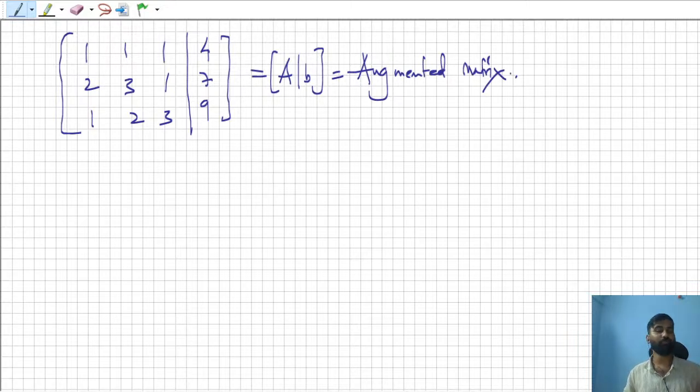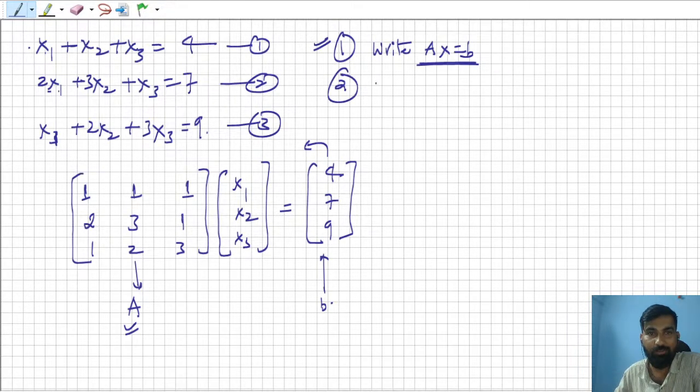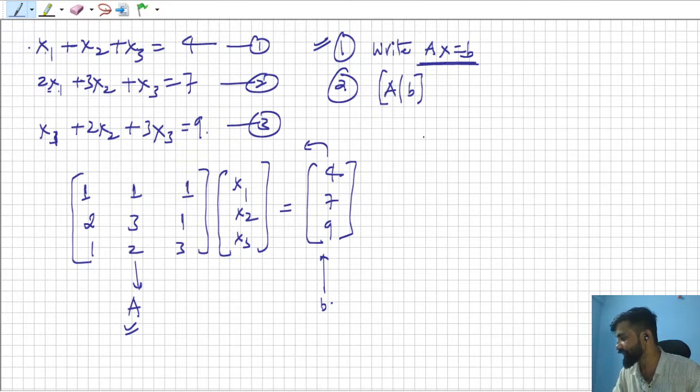Sometimes the augmented matrix will be given directly and you have to apply elimination. So what is the first step? The first step is Ax equal to B. The second step is what? A given B, if the right hand side B is non-zero. If it is 0, then you don't have to worry about that, and that is not the augmented matrix. This is the augmented matrix.